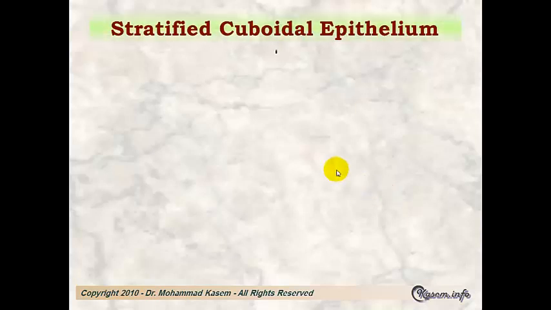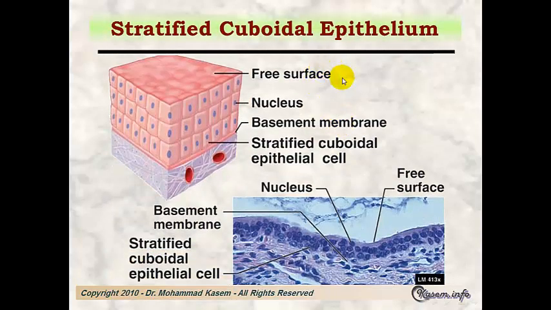Stratified cuboidal epithelium. This type is characterized by cuboidal cells on top. These cells have multiple layers. Here, the true section, the basement membrane is slightly invisible, and the top layer is composed of cuboidal cells.